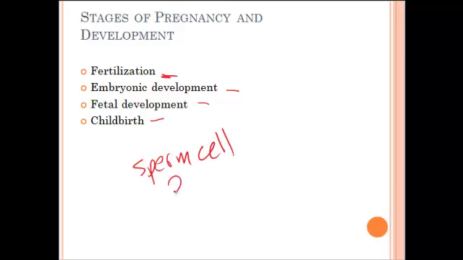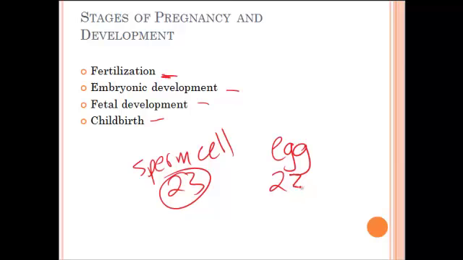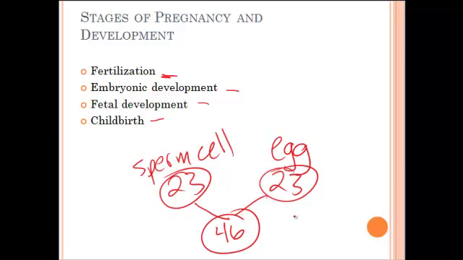Remember that the sperm cell has 23 chromosomes. That's half the normal number of any other cell in the body. And then we have the egg, or the oocyte, which also has 23 chromosomes. As they come together, this makes an individual with 46 chromosomes, which is also what we call the 2N number in humans. That's a normal number of chromosomes, and through fertilization, that's how that is produced.